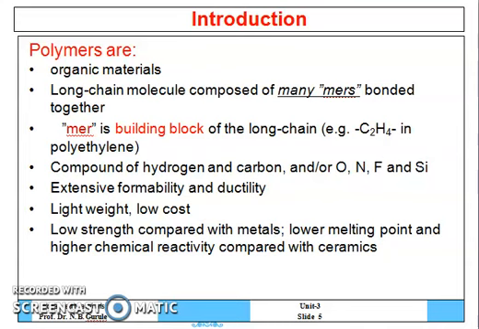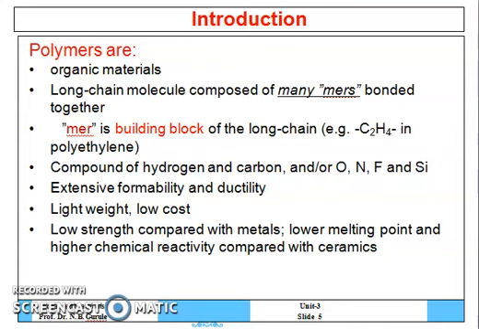Polymers are organic materials having long chain molecules composed of many mers, and mers means a building block of the long chain. It may be C2H4, for example, in polyethylene, and this is a compound of hydrogen and carbon, sometimes it may have oxygen also, nitrogen also, or silicon also. Many plastics are extensively used because of their high ductility and high formability.